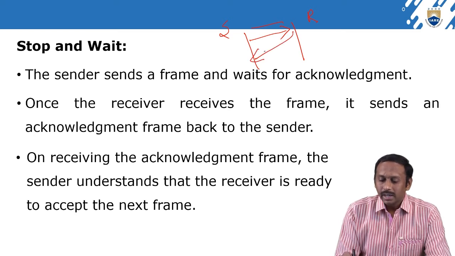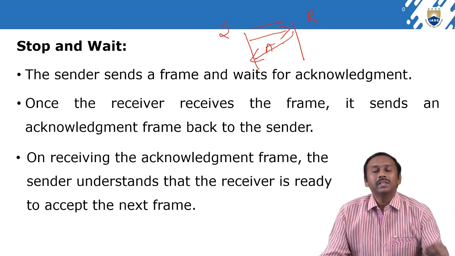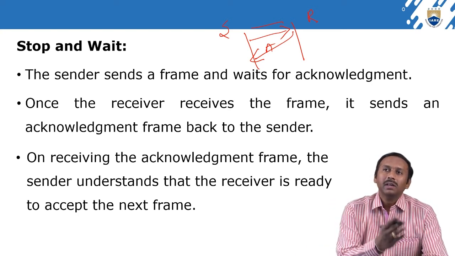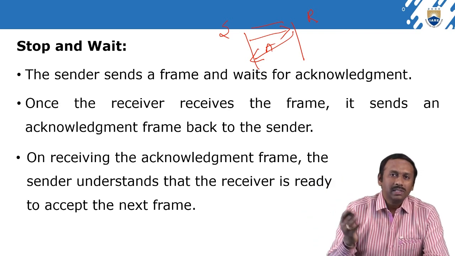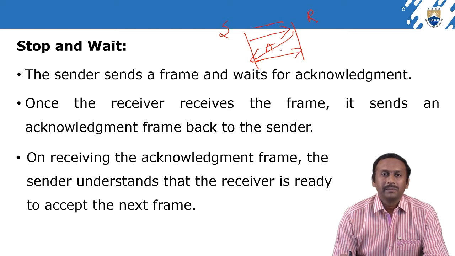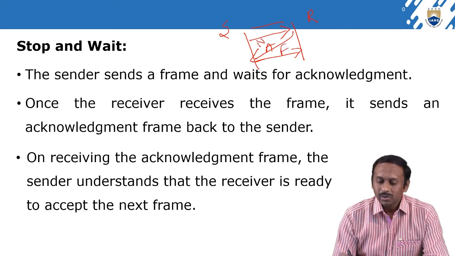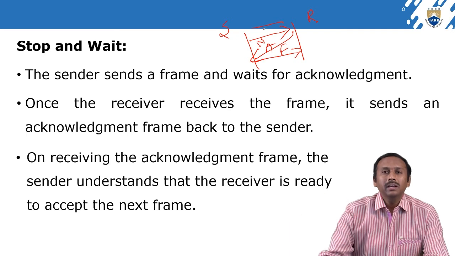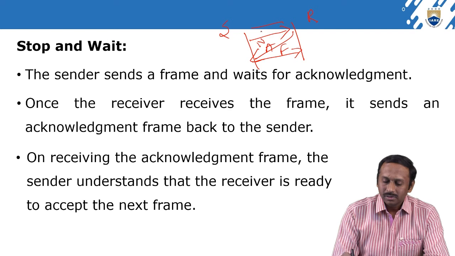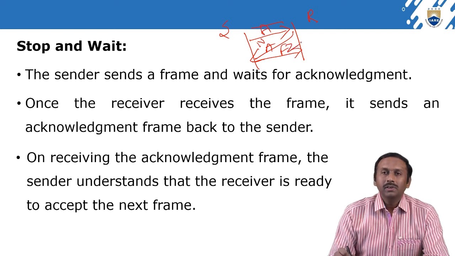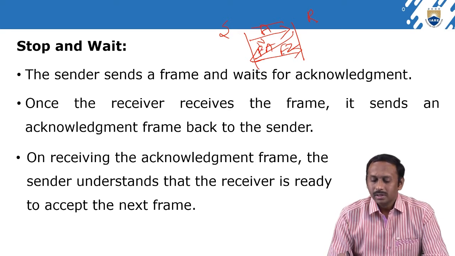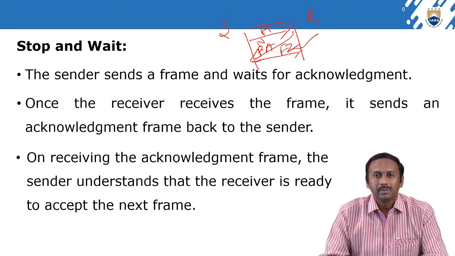Once it gets an acknowledgement from the receiver, whether positive or negative is secondary. First, whenever it receives the acknowledgement, the sender will send the next frame. If it is a negative acknowledgement, the sender will resend the same frame to the receiver. Assume this is F1, this is F2. If the sender receives a positive acknowledgement, then the sender will send the second frame, like this.